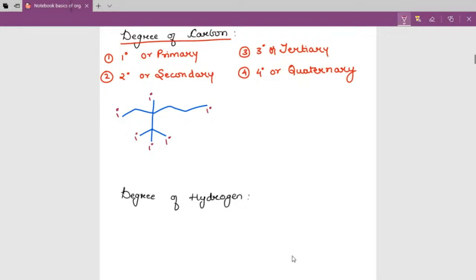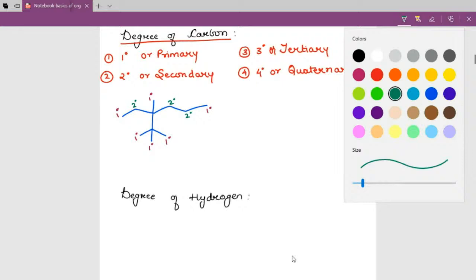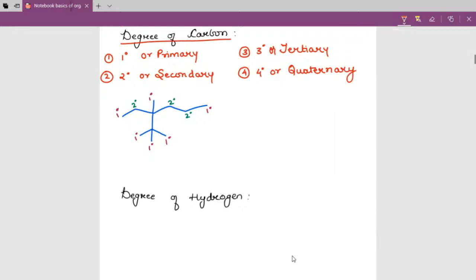Okay, moving to secondary. This is my 2 degree, 2 degree. So I have 3 2 degree carbons in my given example. Moving to next, can it have a 4 degree? Yes, see this carbon is connected to 4 different carbons, this is 4 degree. Similarly, this is connected to 4 carbons. So this is 4 degree. I hope you have got my point.